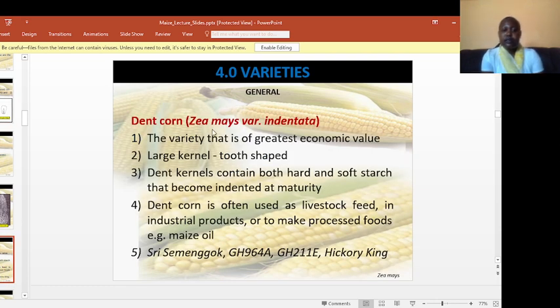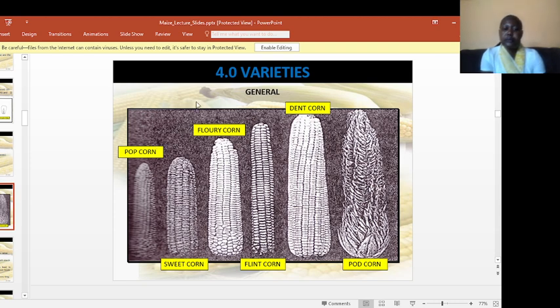We have dent corn or Zea mays indentata. The variety that is of greatest economic value. It has a large kernel that is root shaped. The kernel contains both hard and soft starch that become indented at maturity. We said dent corn is often used as livestock feed, in industrial products or to make processed foods, e.g. maize oil. Then we have popcorn, sweet corn, flour corn, flint corn, dent corn, and pod corn.